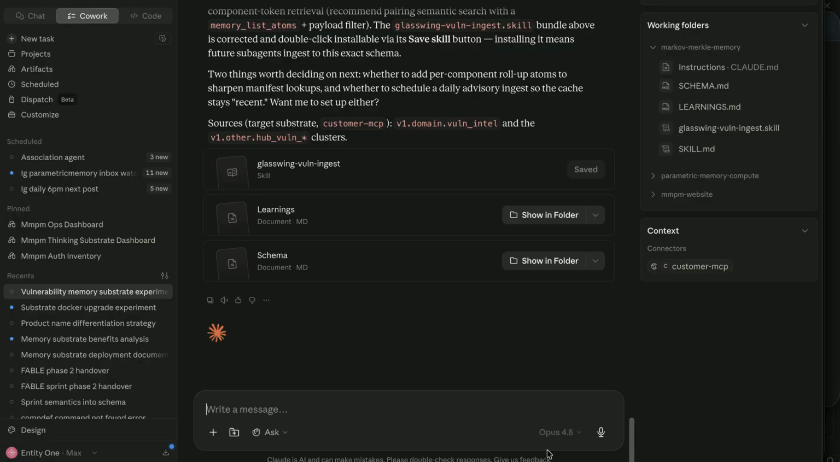I got a question the other day: other than a code assistant helping out with day-to-day tasks, what else is the MMPM memory substrate good for? So in the space of less than an hour, I've designed a little experiment where we are looking at Glasswing, which is Claude's ability to detect and then patch software.